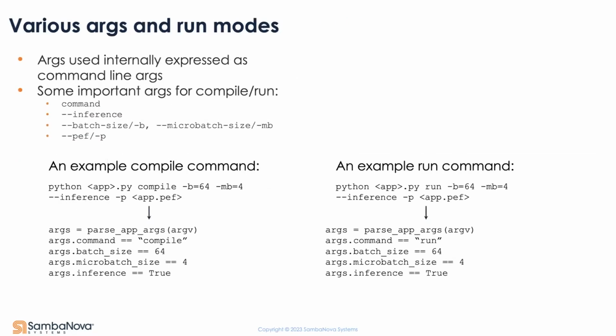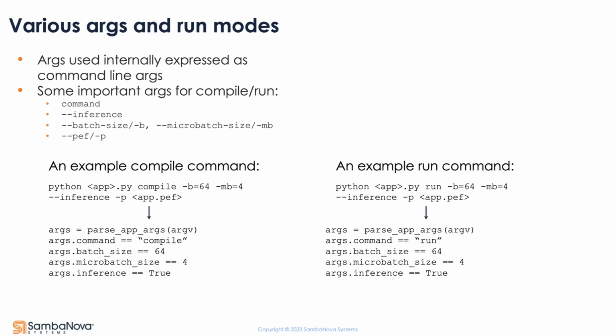Okay, and then some examples of how to compile and run, and some arguments. We use args to help control the various aspects of the model. So for example, inference, that's a Boolean flag: are you running this model for inference or not? For example, batch size and micro batch size. Batch size really does matter, and so does micro batch size.